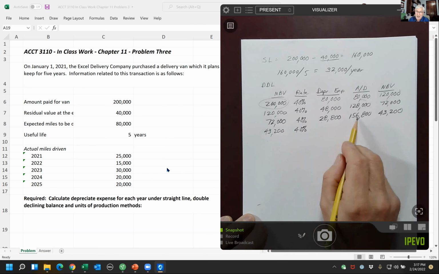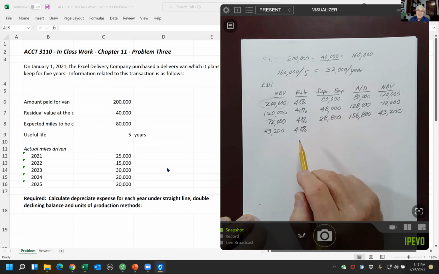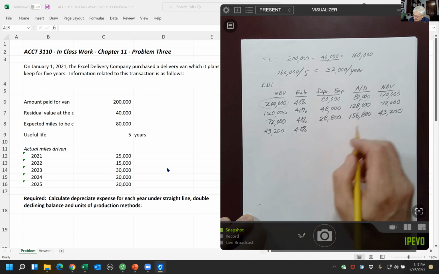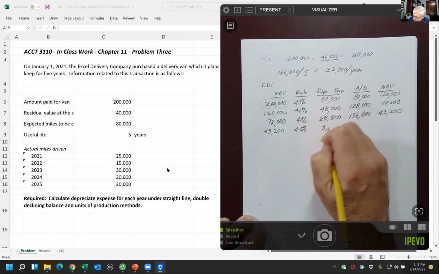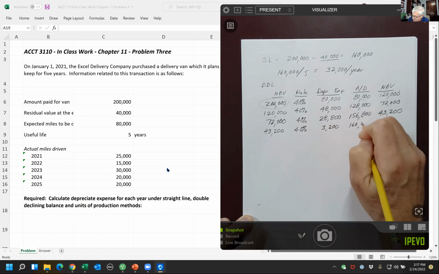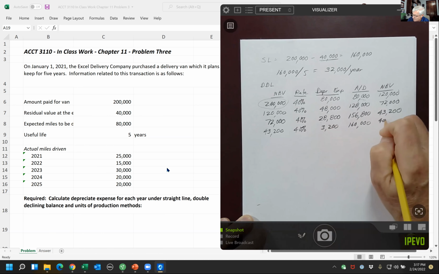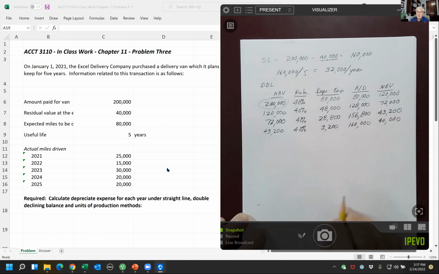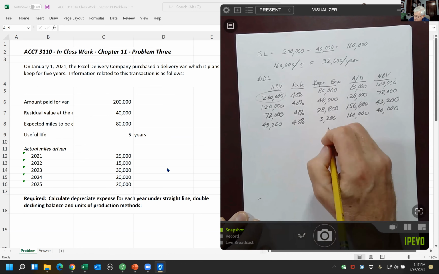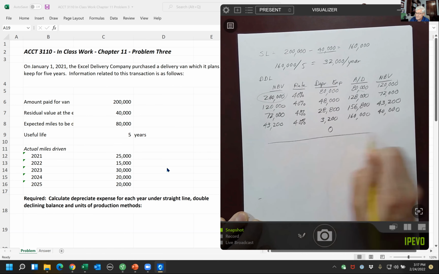I've got 17,280. Well, that's going to show me way over that, because I'm really close to the 160,000 now. So 17,280 is too much. I'm just going to have to do 3,200. And that takes that to 160,000. And my net book value is the same as, and this is a really good example because what happens in year five? Done. I like that example. I can get done early.